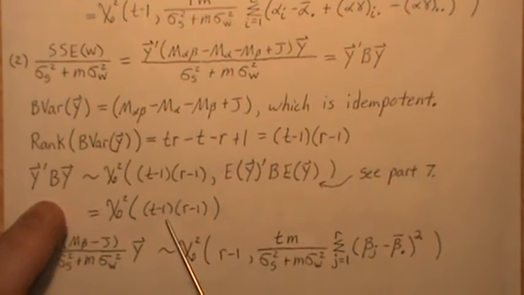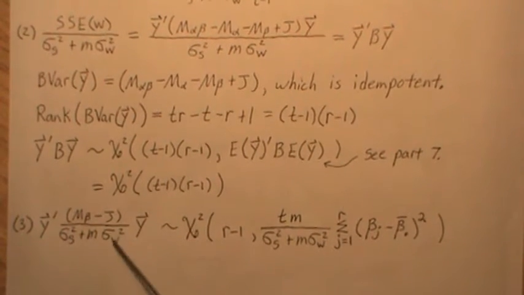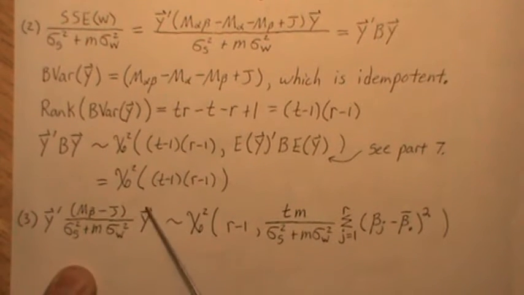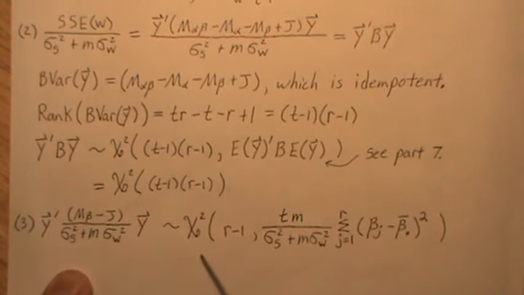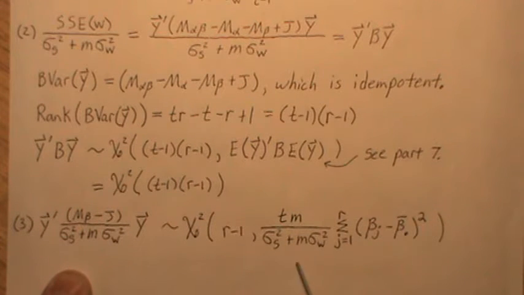Now, when we're looking at the sums of squares for the block, we're often not interested in testing the block effect. But if you are, then it can easily be shown that this is a non-central chi-square distribution with r minus 1 degrees of freedom and this non-centrality parameter. And we also derived this in the previous video.